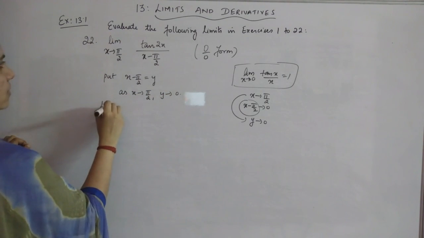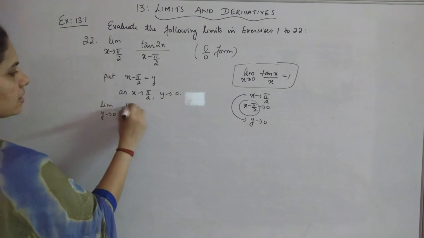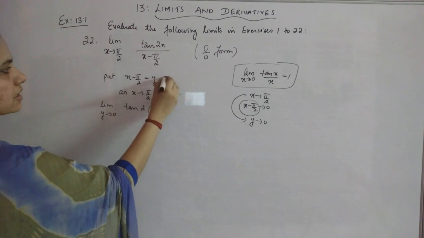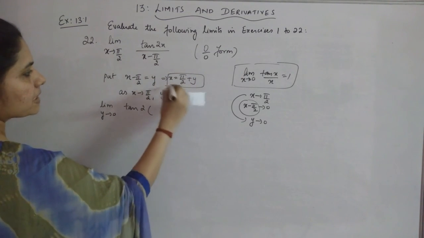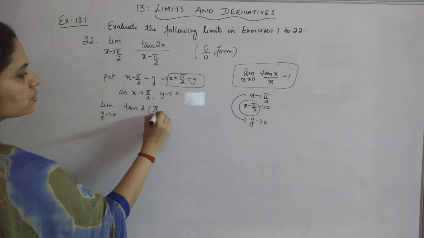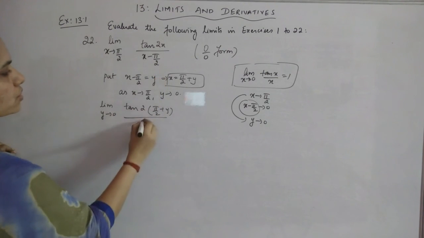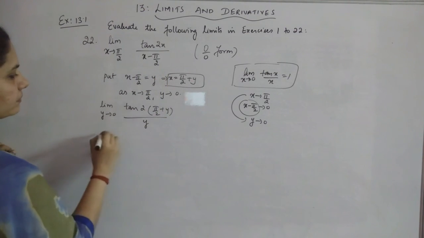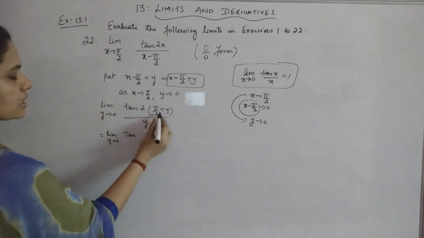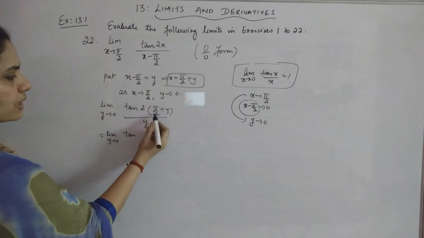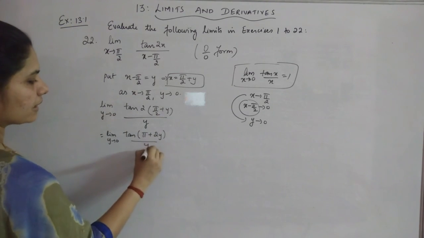Now what will happen to the limit? This will become limit y tends to 0 tan 2 into, what is x here? X is equal to pi by 2 plus y. Replace, instead of x, pi by 2 plus y, divided by x minus pi by 2, which is y. So limit y tends to 0, I am taking 2 inside, so that this will become 2 into pi by 2, which is pi, plus 2 into y, 2y, divided by y.